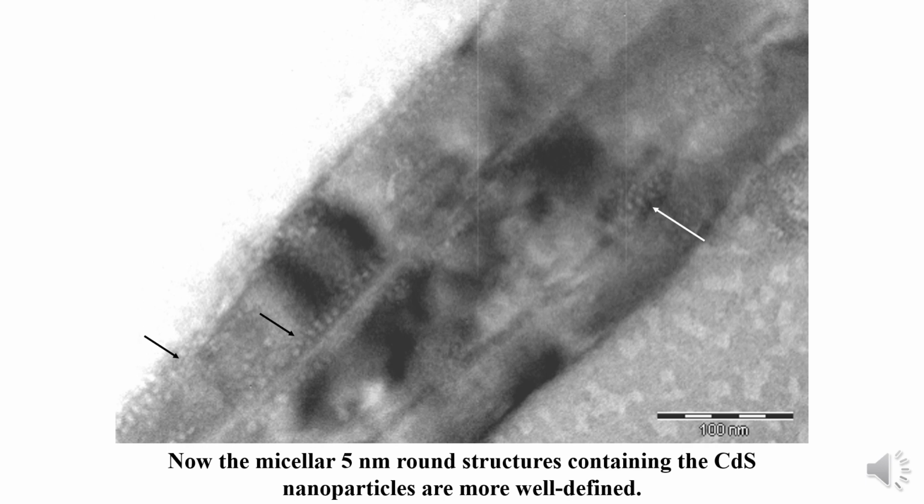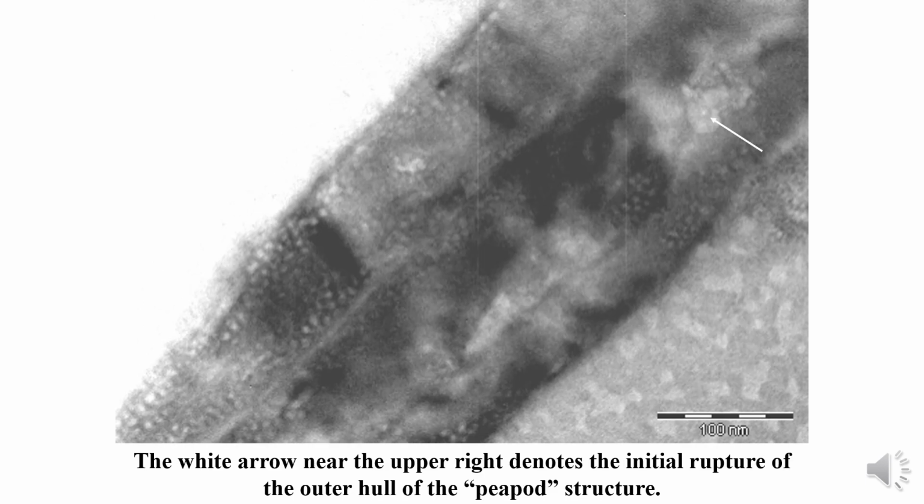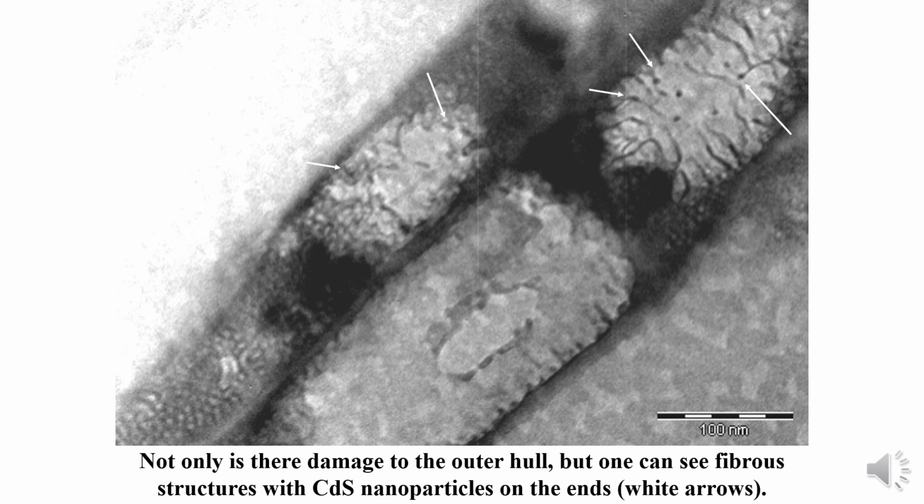Now that we're starting to burn holes in the pea pod, you can see little round empty shapes. These are called micelles. They're roughly 5 nanometers in diameter, and they contain the CdS nanoparticles. The white arrow near the upper right shows the initial rupture of the outer hull of the pea pod structure that surrounds the nanoparticles. Now not only is there damage to the outer hull, but one can see fibrous structures. The CdS nanoparticles are spherical ends on those fibrous structures, and you can see those from the white arrows.